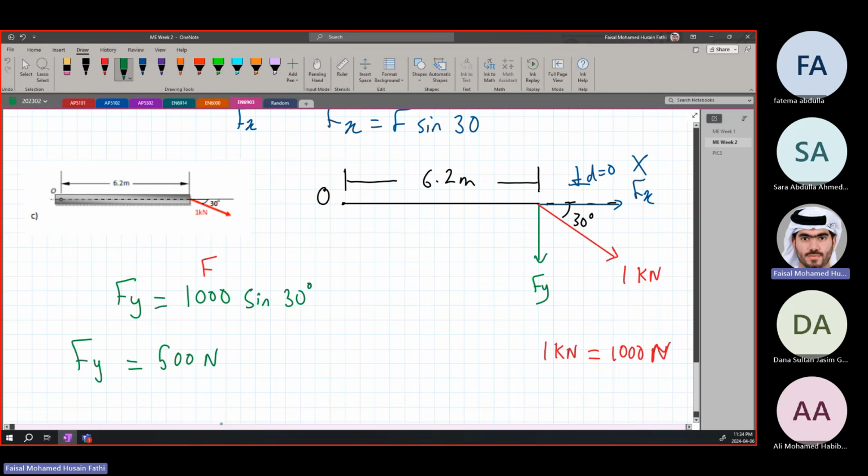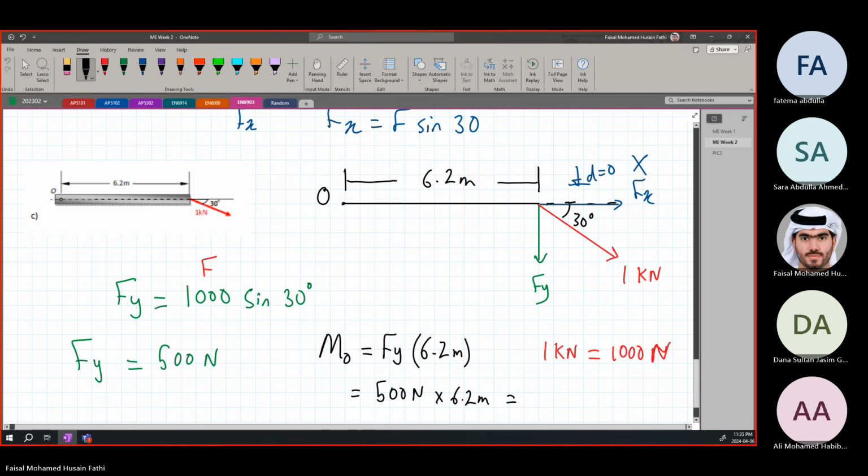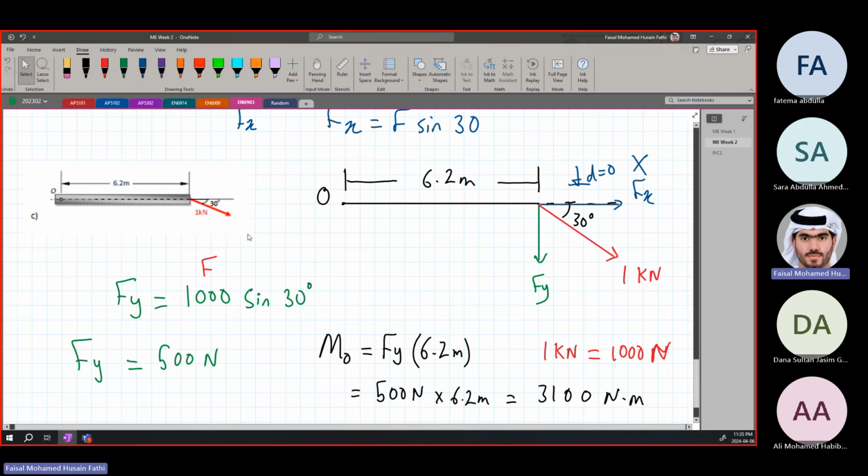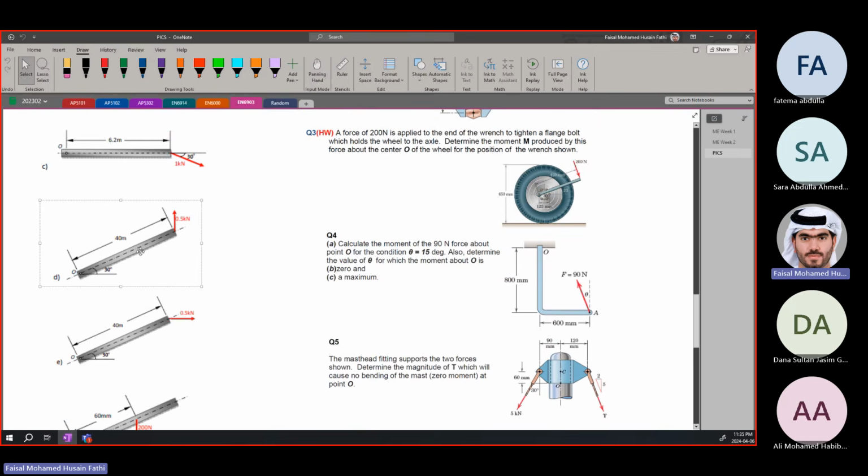And now we found our Fy, but now we need to find the moment about O due to Fy, which is Fy times the distance given, which is 6.2 meters. And in other words, it's 500 newtons times 6.2 meters, which is equal to 3100 Newton meter. All right, this is the whole concept when it comes to basic moments and basic beams and how to find the moment due to a force. Let's solve the next one.